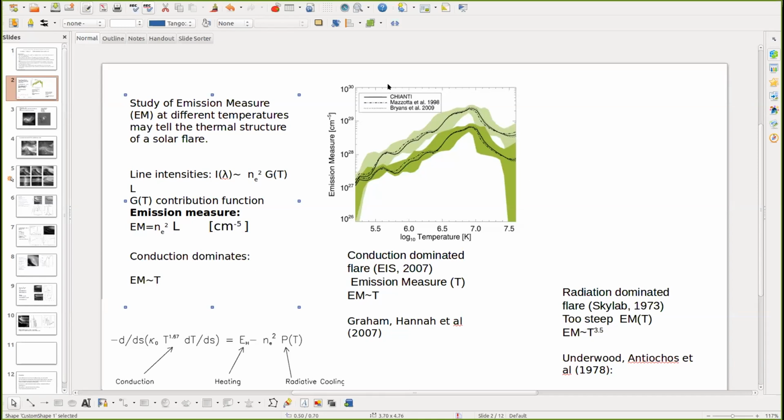In this case, when the conduction dominates, the emission measure should be proportional to the temperature. So this is the emission measure from data of a solar flare observed with the ISS instrument. And you have the emission measure as a function of the temperature. And you see that the distribution of the emission measure is proportional to the temperature. Now I am missing a view graph here, so I will try perhaps to show you this. I will make another screen share.